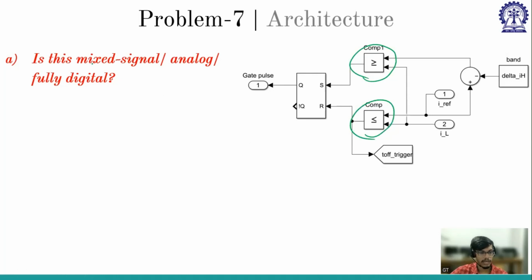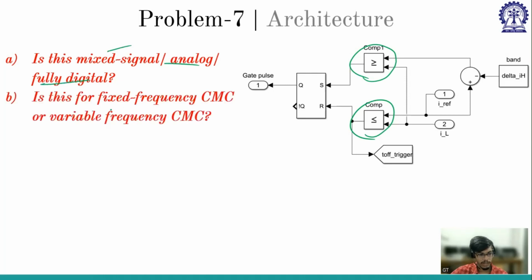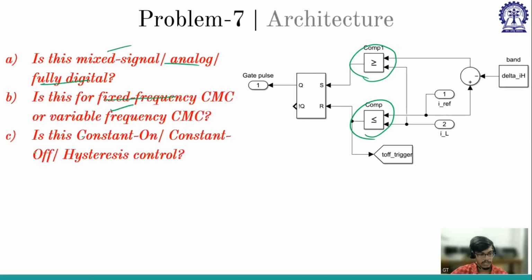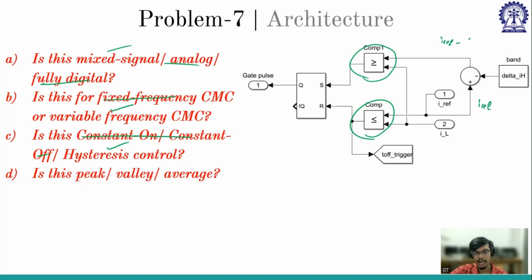Hysteresis. So this is again mixed signal, not analog, not fully digital. And this is variable frequency. This is now hysteresis control. And is this peak or valley or average? How do I say? I say from the I reference. So one is I reference, one is I reference minus delta IH. So is this peak or valley or average? Valley. No, this is peak.